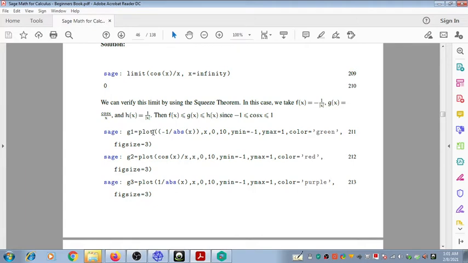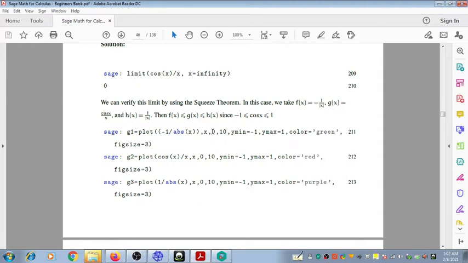What we are going to do next is plot three functions: f(x), g(x) and h(x). One by one we are going to plot the three functions. For plotting the first function, we define g1 equal to the plot of the function -1 divided by the absolute value of x, then comma, x from 0 to 10.